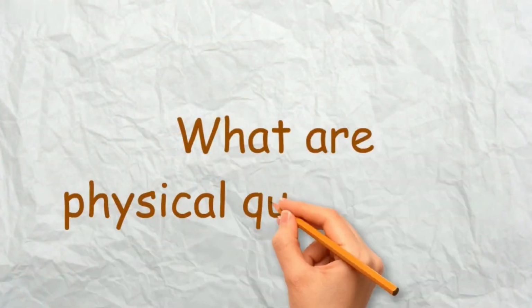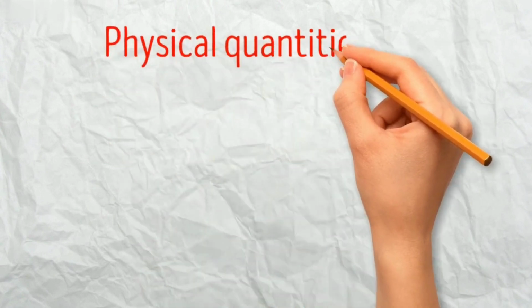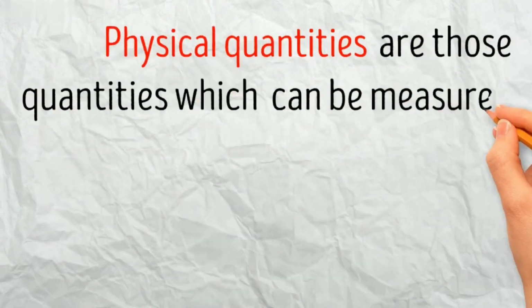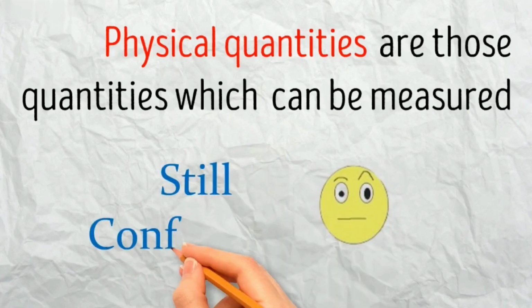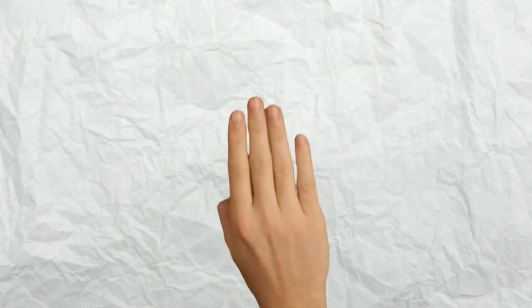What are physical quantities? Physical quantities are those quantities which can be measured. Still confused? Let us take an example to understand it.